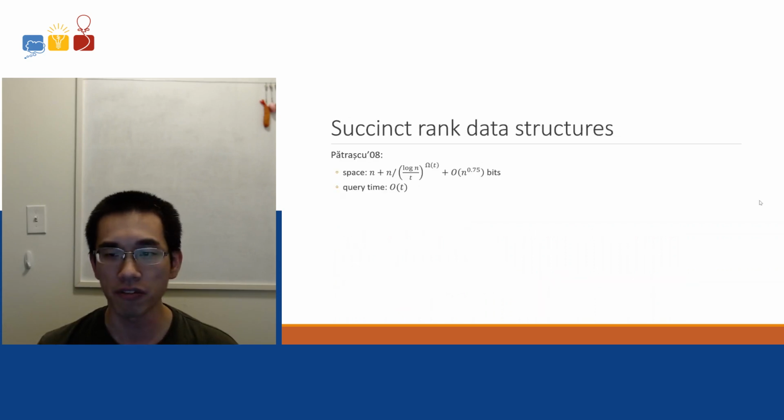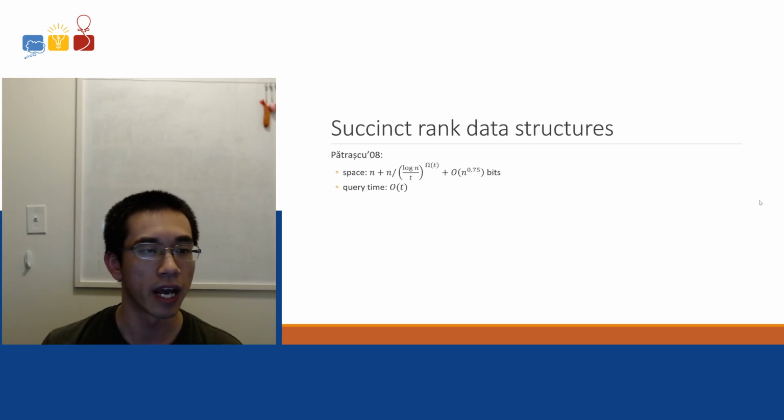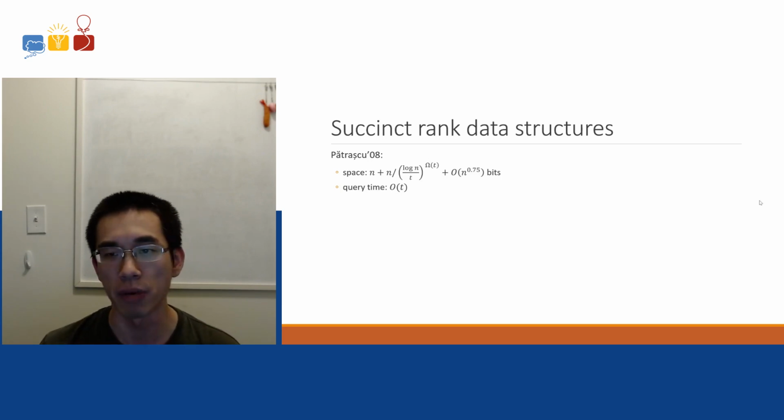And this idea of t-level indexing was proposed and also carried out by Patrascu in 2008. And in this data structure, it actually achieved the space of n plus n over (log n over t) to the power of t. So it has an exponential dependence on t, and then plus O of n to the 3/4 extra bits for technical reasons. And the query time, as we mentioned earlier, is linear in t.